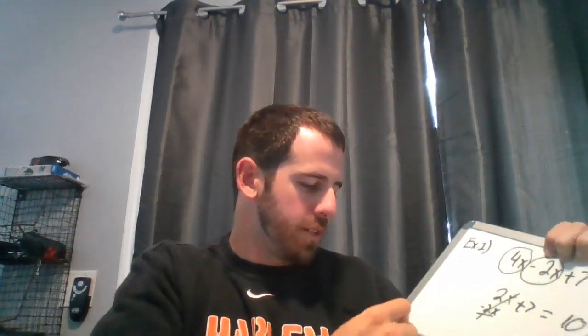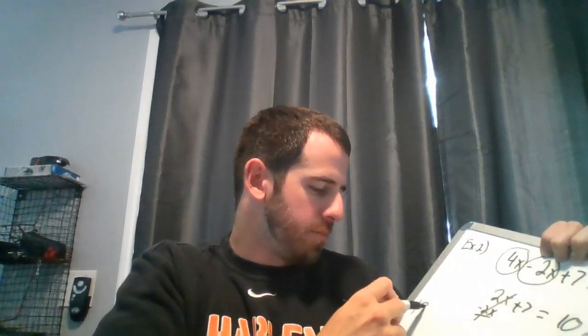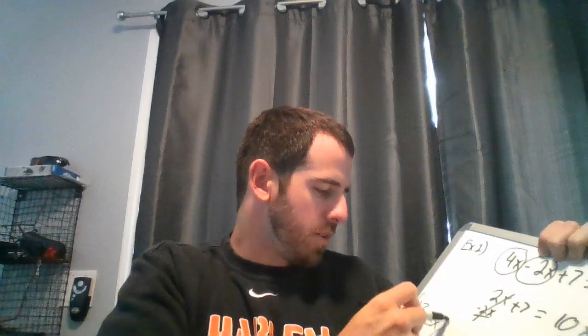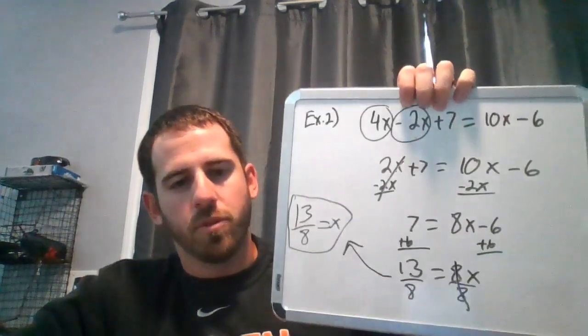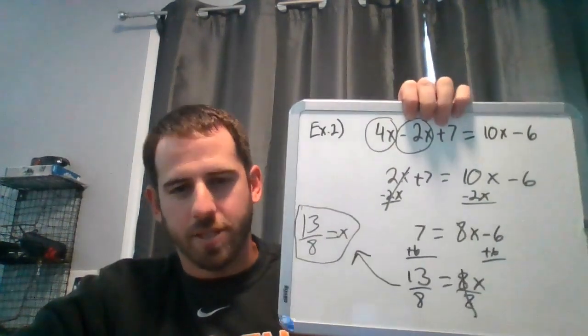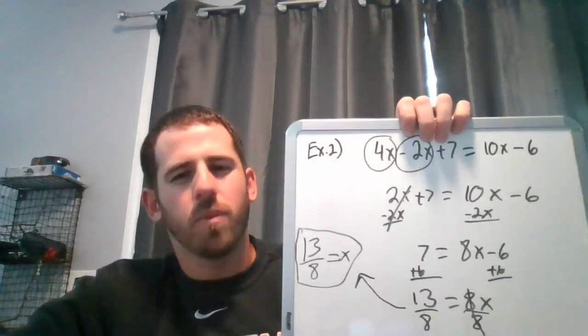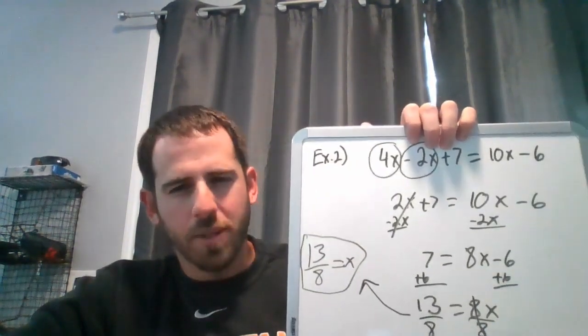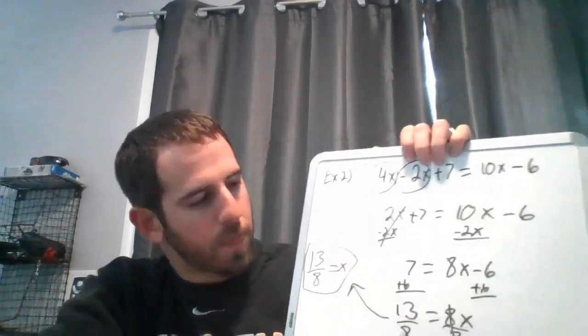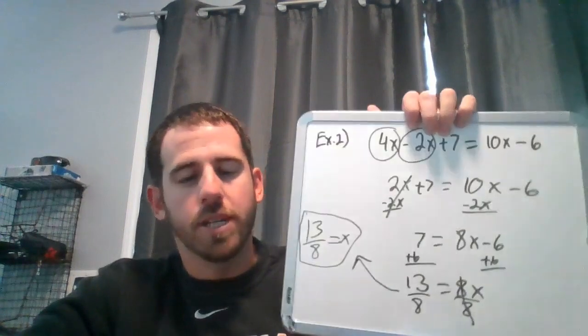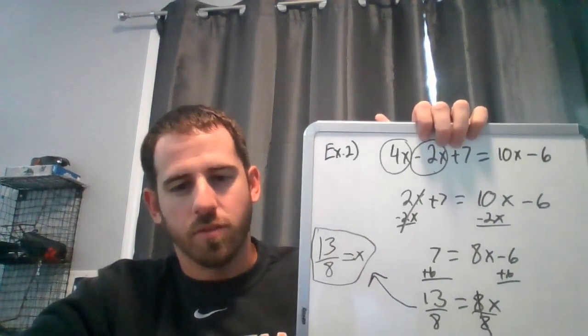Now, here is the mistake people are going to want to make. I don't know why, but people love decimals. Stop it. You don't need a decimal. You can't do anything with 13 over 8. You can make a mixed number. Well, why would you? Don't spend time doing work you don't need to do. 13 over 8 is my answer. Done. Problem solved. You don't need to do anything else. X equals 13 over 8.